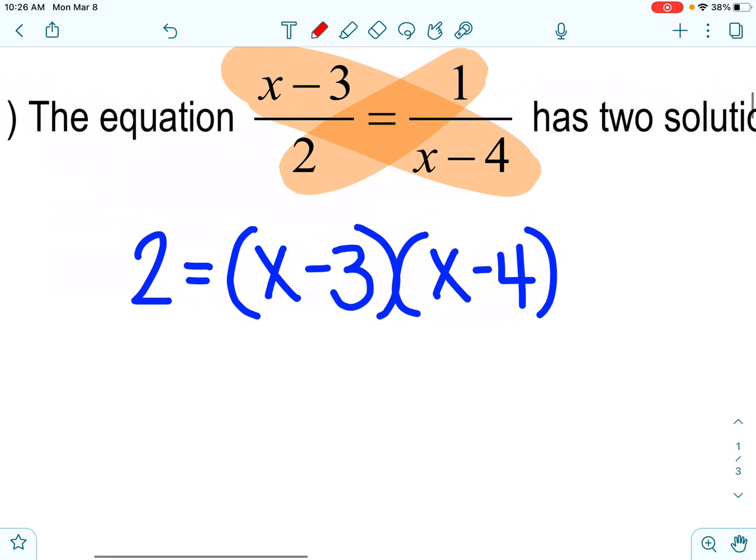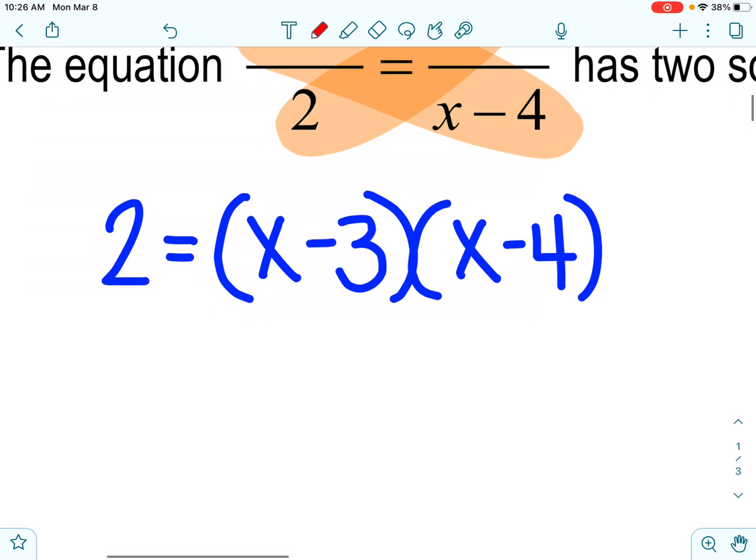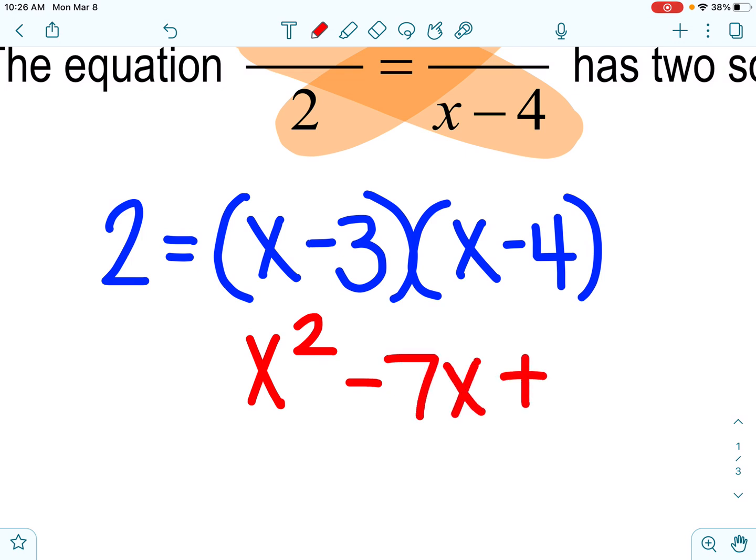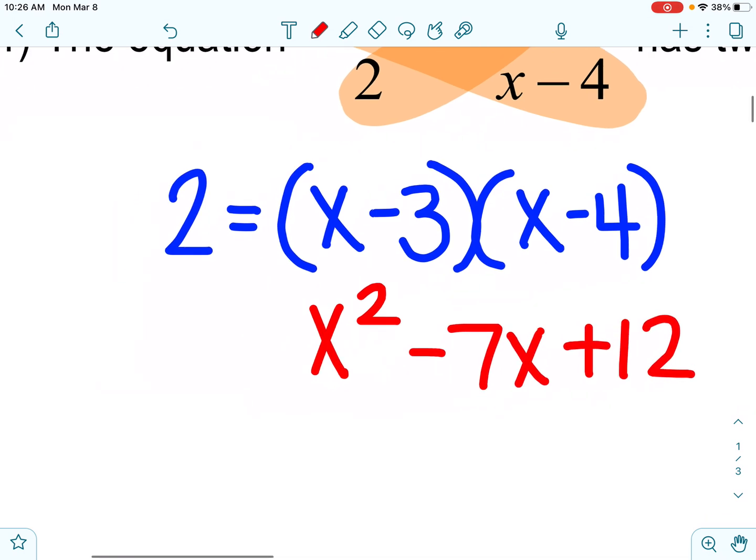So in this case, 2 times 1 is 2. That's where I got this from. And then I have a binomial times a binomial, x minus 3 times x minus 4, which I have to FOIL. So I get x squared minus 4x minus 3x, which combines to minus 7x plus 12 equals 2.